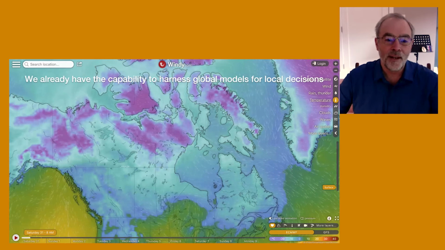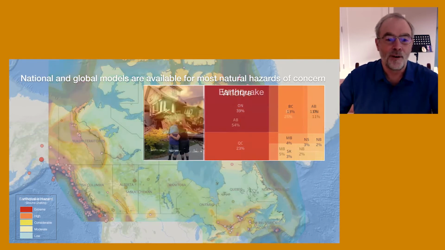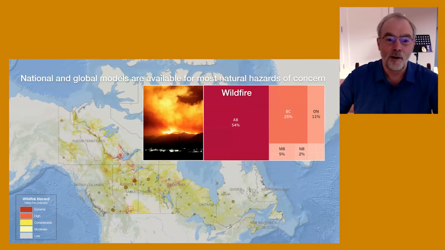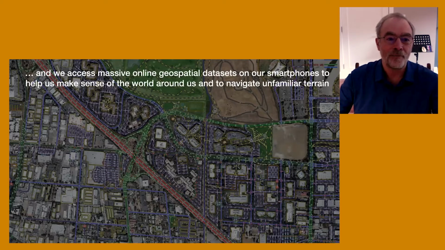We also in Canada are very fortunate to have regional and national models for the hazards of concern for us here. So we have national earthquake hazard models. We have national wildfire models, and we are developing national flood hazard models. So we have the hazard information, and we know that, again, from our smartphones, we have access to massive online geospatial data sets that help us understand the world around us and how to navigate unfamiliar terrain.